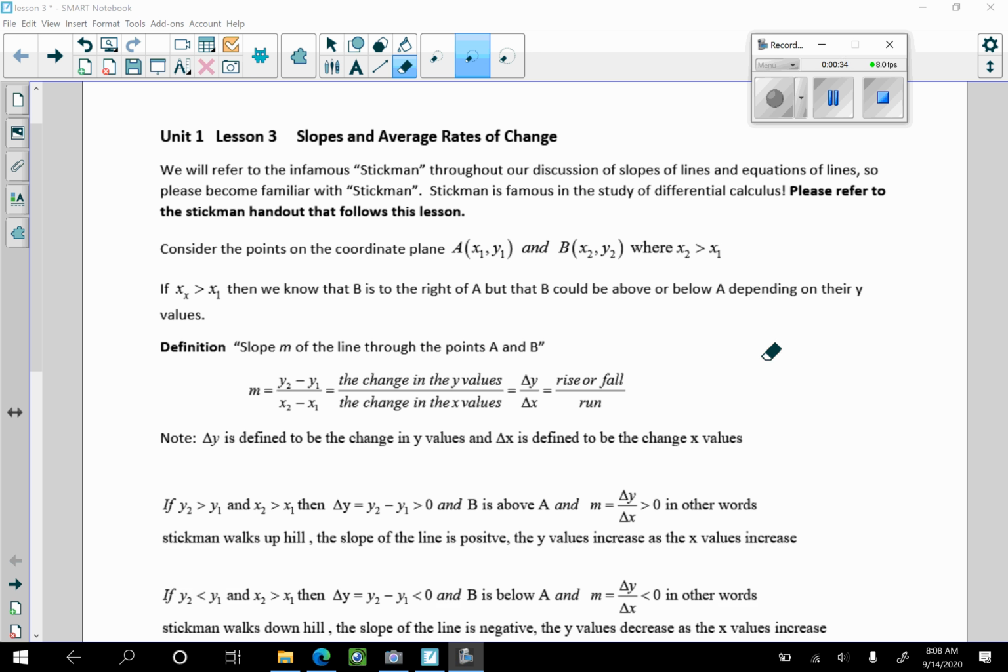So we will refer to the infamous Stickman through our discussion of slopes of lines and equations of lines. So please become familiar with Stickman. Stickman is in your interactive notebook. Stickman is certainly famous in the study of differential calculus. Please refer to the Stickman handout that follows this lesson.